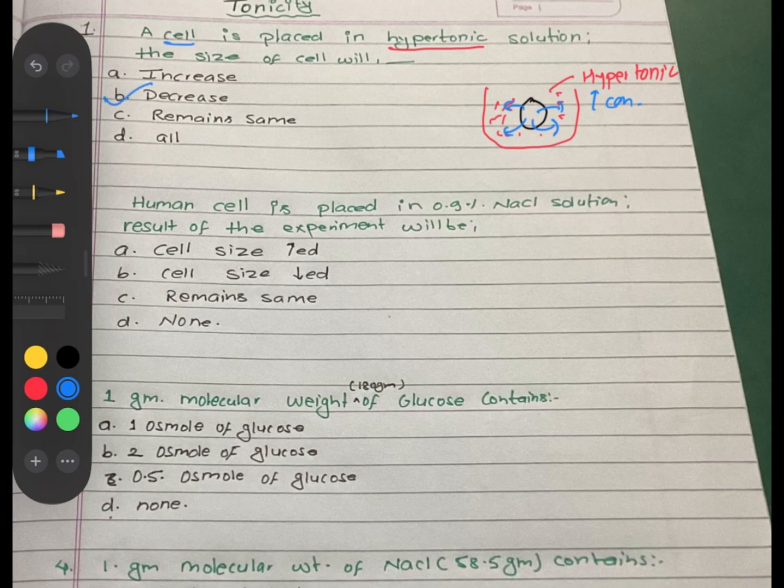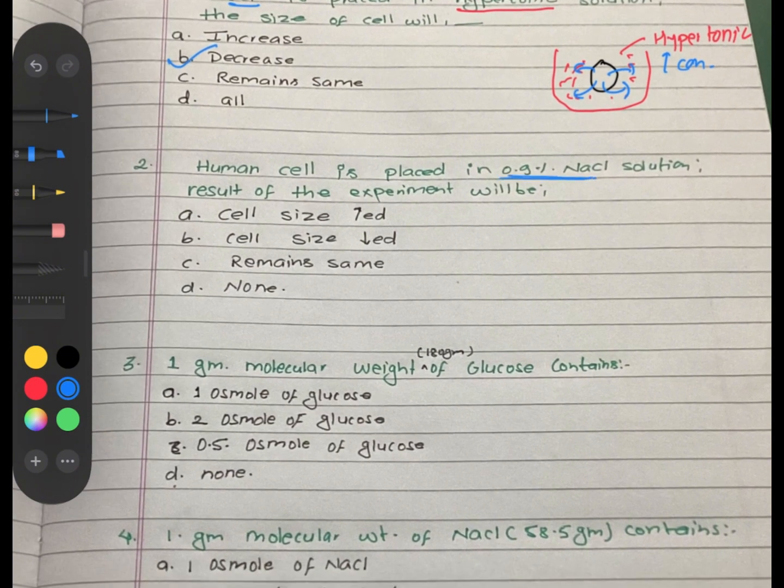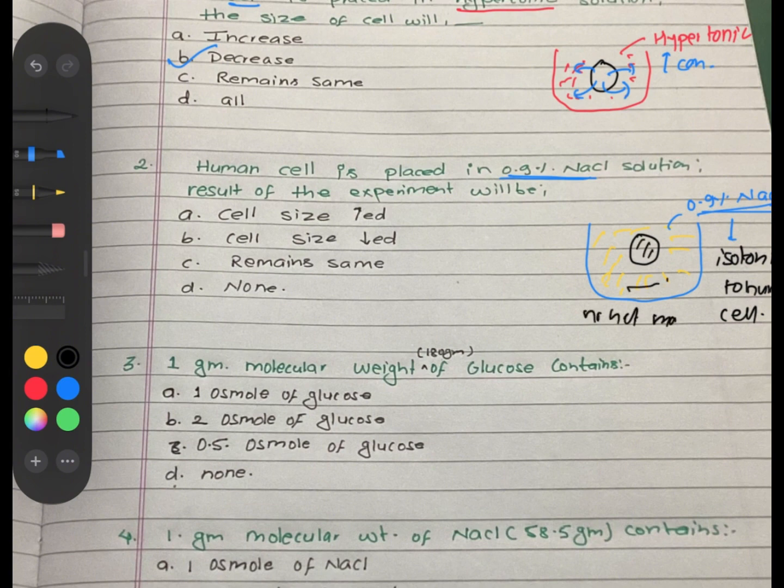And the second question: a human cell is placed in 0.9% NaCl solution. The result of the experiment will be? 0.9% NaCl is isotonic with the human cell. So both are isotonic solutions, there is no net movement, so the cell size remains constant.